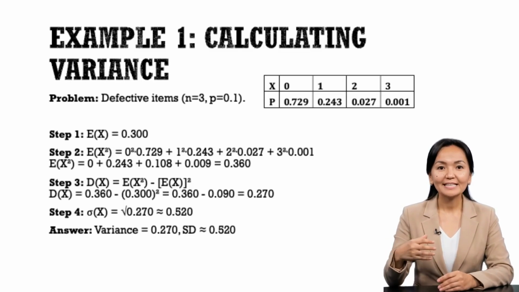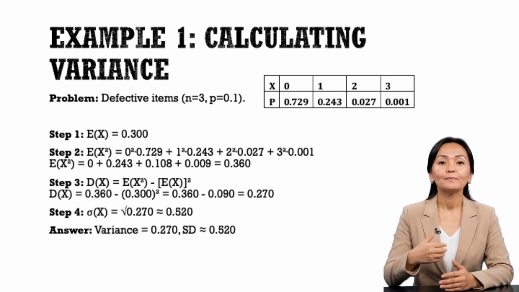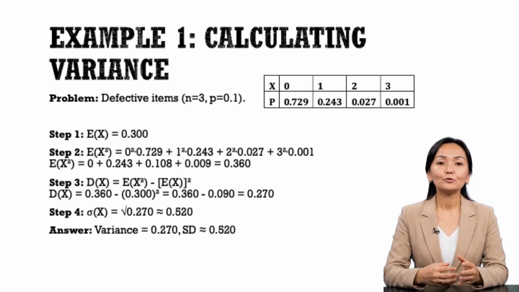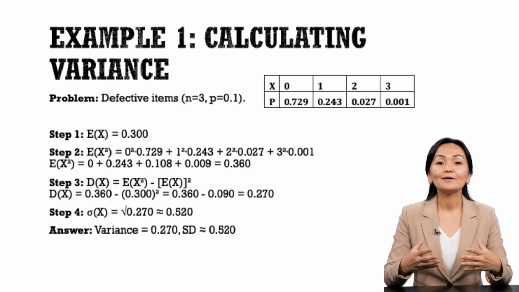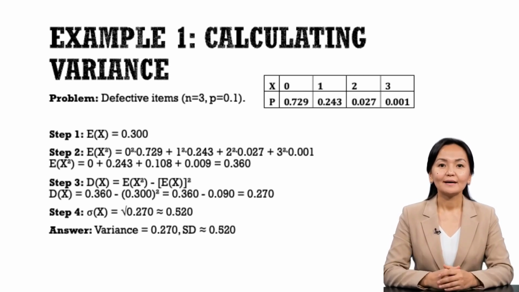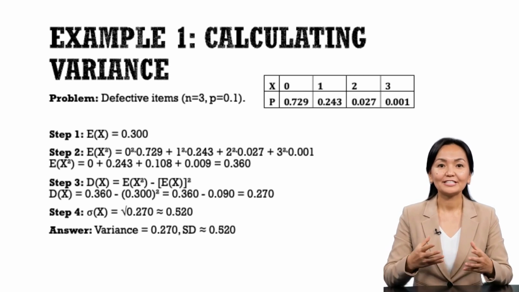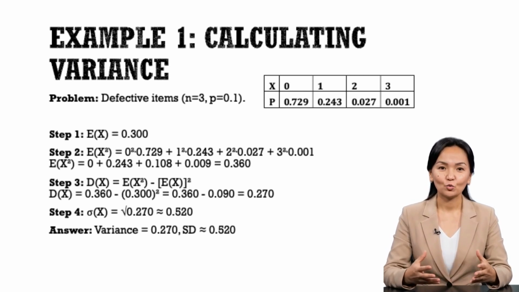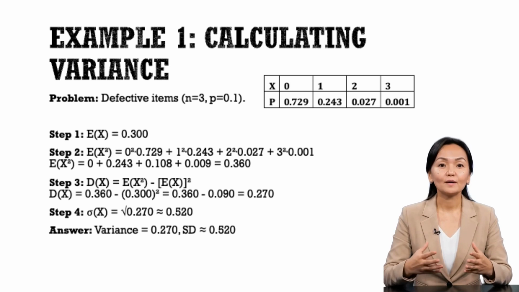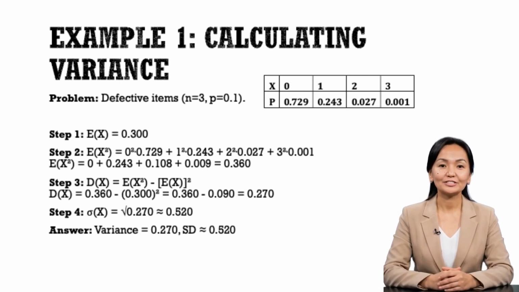Let's work through a complete example step by step. We'll use our familiar defective items problem. A factory produces items with defect probability 0.1. We randomly select 3 items, and X is the number of defective items. The distribution is: probability of 0 defectives is 0.729, of 1 is 0.243, of 2 is 0.027, and of 3 is 0.001. Our goal is to find the variance and standard deviation of X.